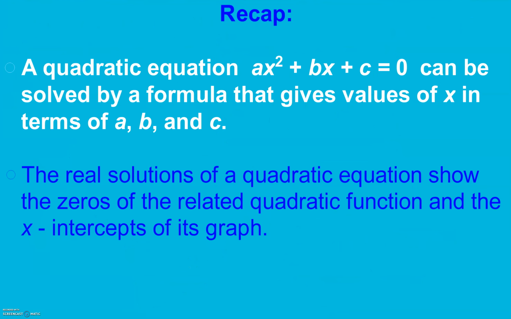Quick recap here. A quadratic equation, ax squared plus bx plus c equals 0, can be solved by a formula that gives values of x in terms of a, b, and c. The real solutions of a quadratic equation show the zeros of the related quadratic function and the x-intercepts of its graph. And that's all I have for section 4.7.